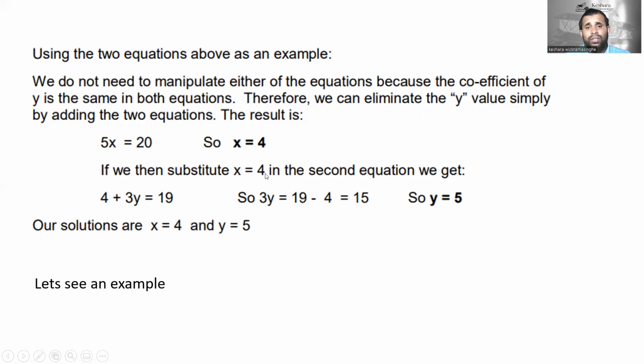If we then substitute x equals 4 in the second equation, we get 4 plus 3y equals 19. So 3y equals 19 minus 4, so 15. So y equals 5. Our solutions are x equals 4 and y equals 5.